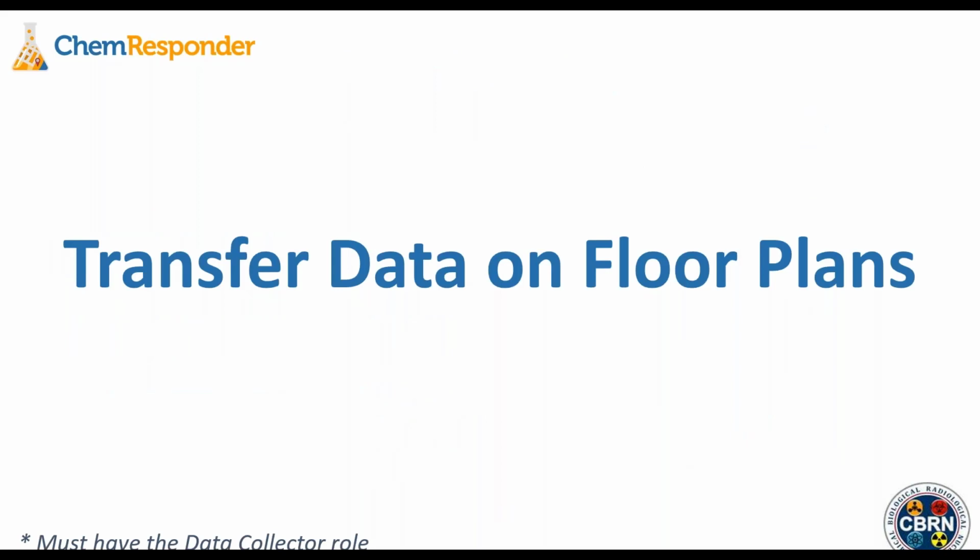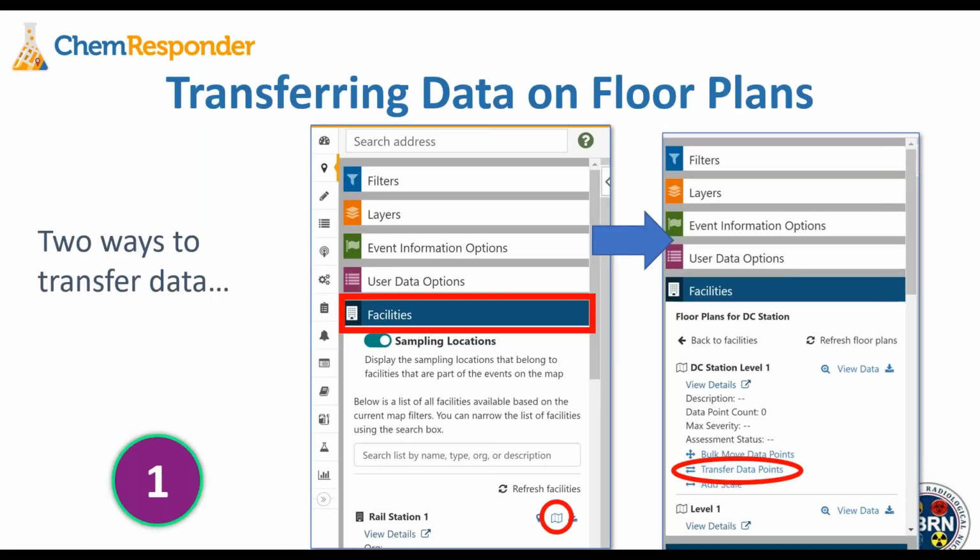So the next step in this would be to transfer data on to floor plans. So this is one of the major enhancements that we developed with the indoor monitoring capabilities. There are 2 ways that you can access the transfer data page. One is from the event map. So similar to how we were just viewing the floor plan on the map, you would open up the floor plans for the specific facility and then click the transfer data points button.